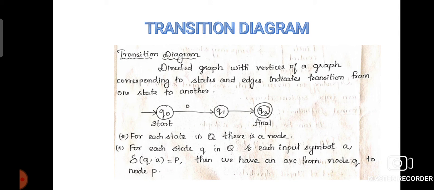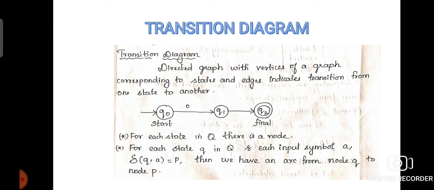So the transition diagram will be represented in the form of a directed graph. Vertices of the graph correspond to the states and edges indicate the transition from one state to another state. In this diagram, we have a diagrammatic transition diagram for some automata system. By seeing this diagram, we can understand different states are represented with small circles. Inside the circle, the state is represented, that is q0, q1, q2.